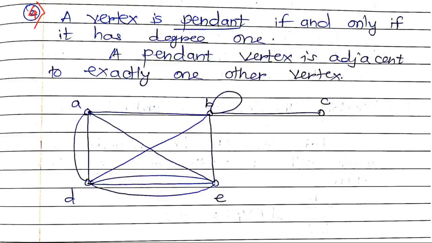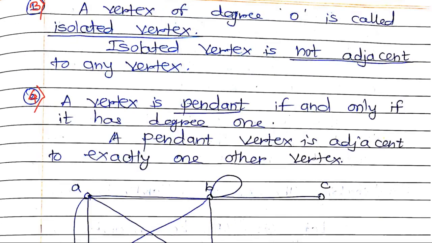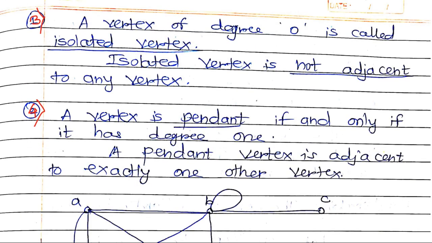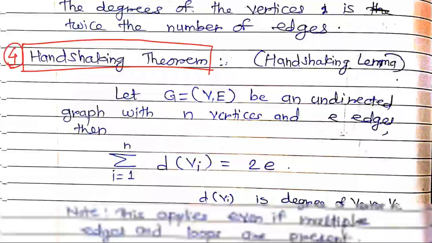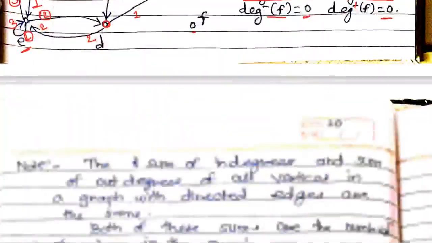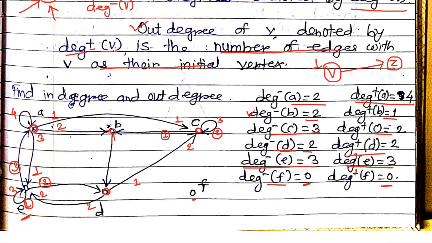As we already discussed in the previous class, the vertex which does not have any adjacent edge, we call it an isolated vertex. So here we have this vertex F which does not have any neighbor, so we call it an isolated vertex. So an isolated vertex has in degree and out degree 0. Now this chart was representing in degree, and this was representing out degree.